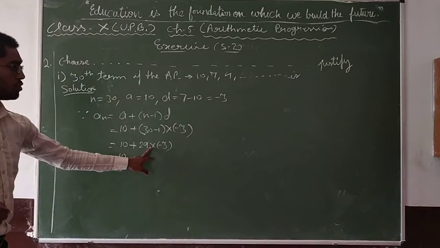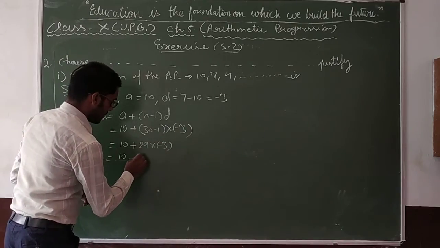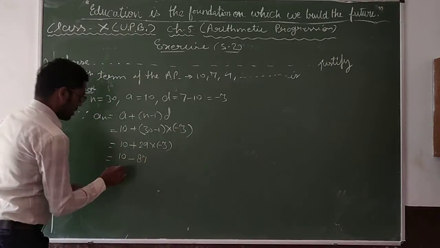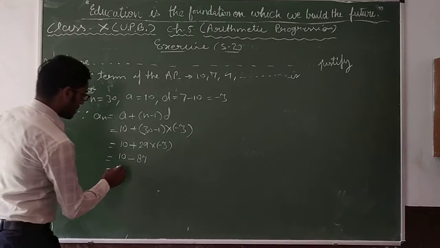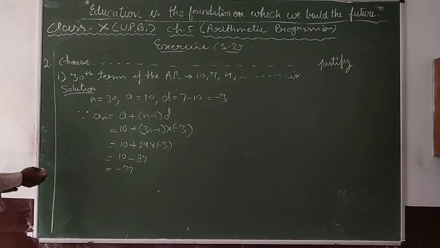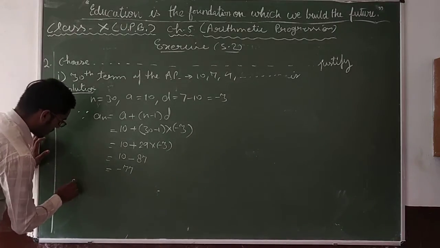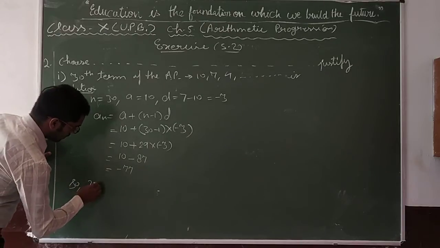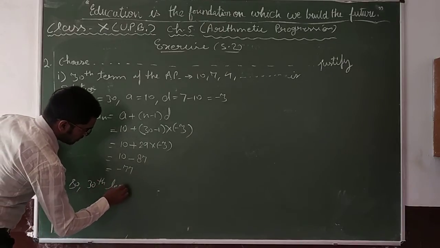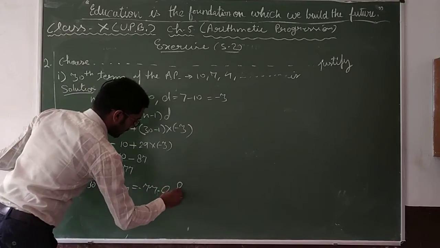10 plus into minus 29 is minus 87. 10 minus 87 means minus 77. It means the nth term is minus 77. So here the 30th term is minus 77. That is your answer.